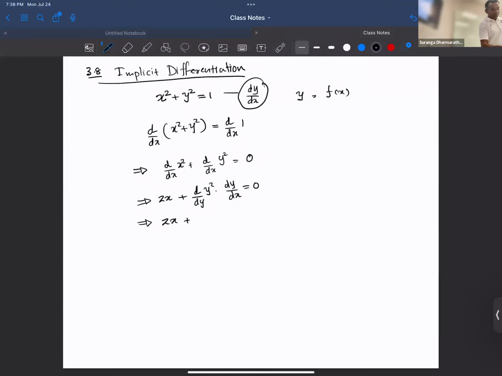2x plus, what is this one? 2y times dy over dx equals 0. Now what is dy over dx? Negative 2x over 2y. So dy over dx equals negative x over y.